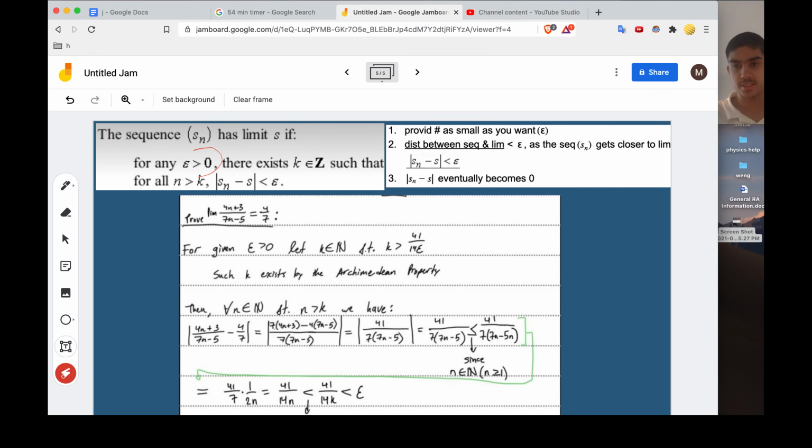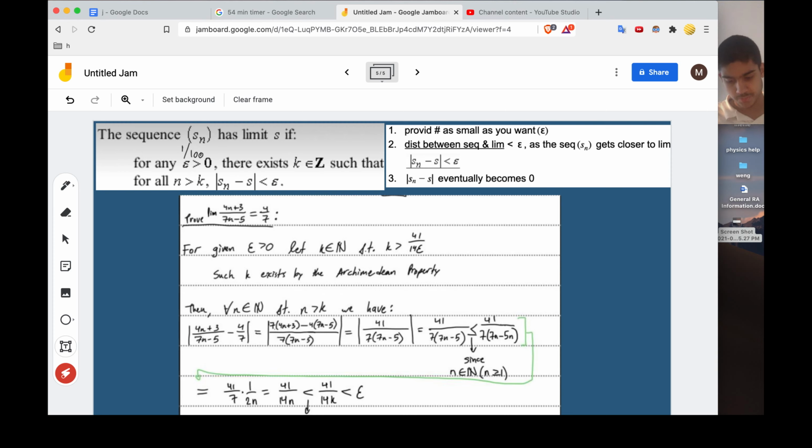There's an epsilon greater than 0, so some value, maybe we can say 1 over 100, right? This is greater than 0, and there's an arbitrary integer such that s of n, the sequence, minus the limit is less than this 1 over 100, or epsilon. So if we break down this complicated definition, for epsilon just think of it as 1 over 100. That's a good way to think about it.